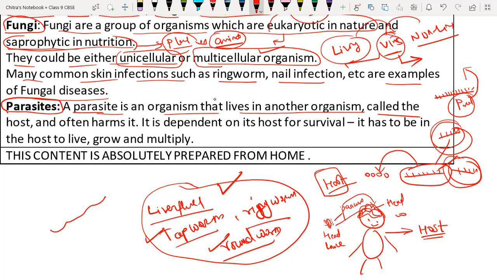So the parasite is an organism that lives in another organism called the host and often harms it. It is dependent on its host for survival. It has to be in the host to live, grow, and multiply, because it totally depends on the host body for nutrition, reproduction, and to perform all other life processes. That's why they are called parasites. Okay, everyone?